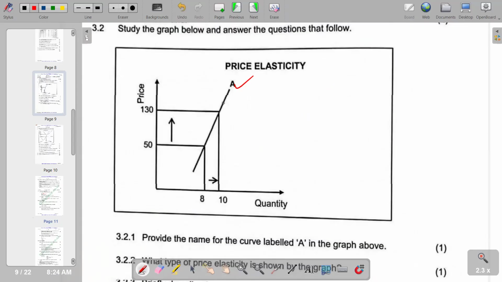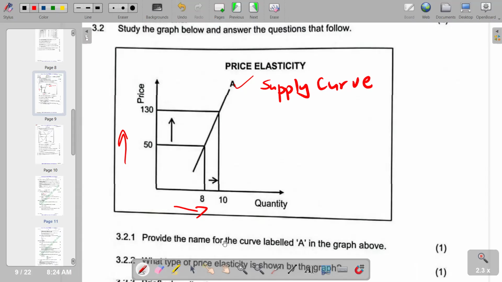And we see that it is positively sloped, whereby we are saying as the price increases, we're going to see also quantity increases, indicating a movement in the same direction, which is a positive relationship. So this is depicted by a supply curve. So this is a supply curve.